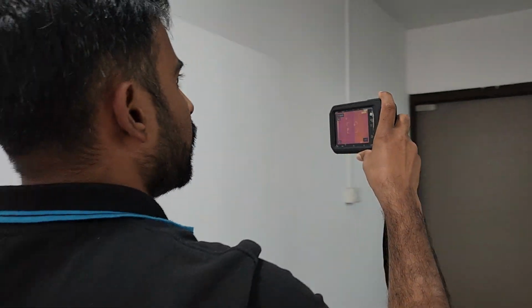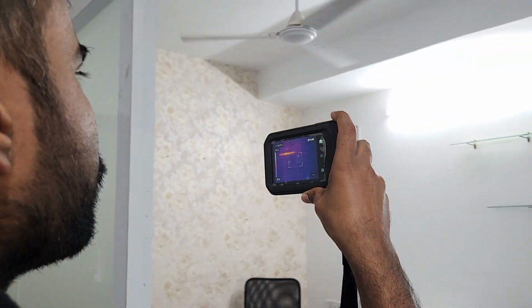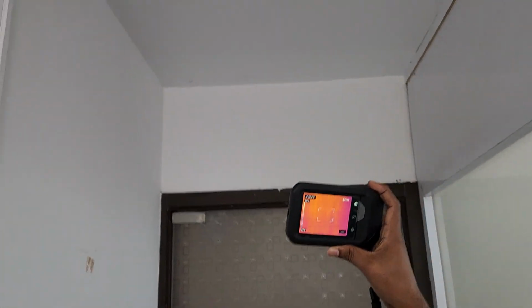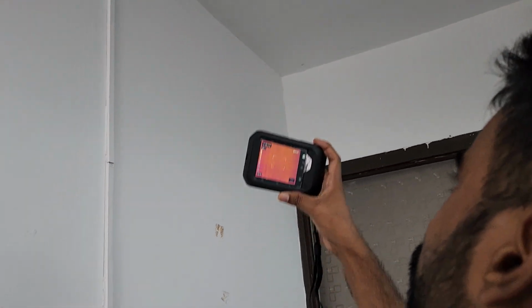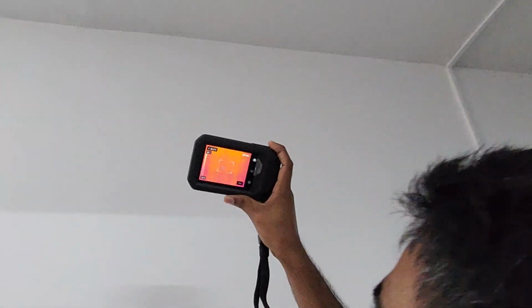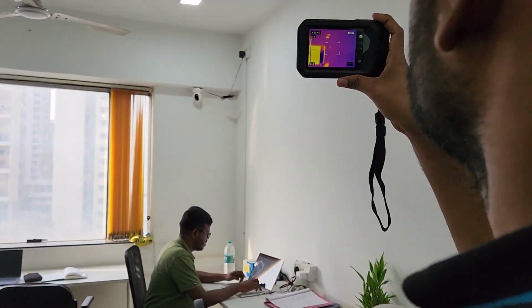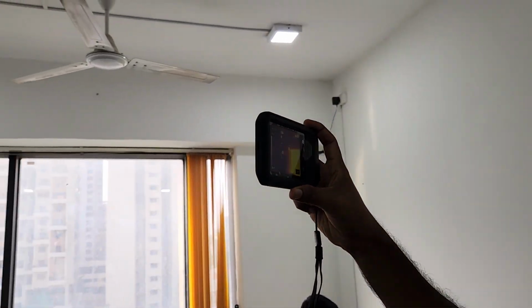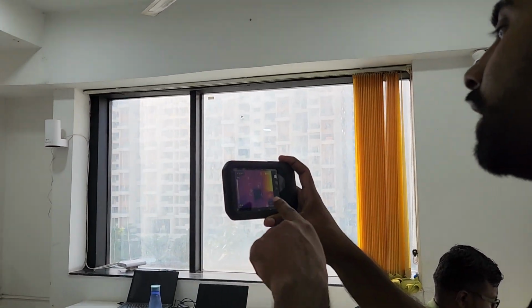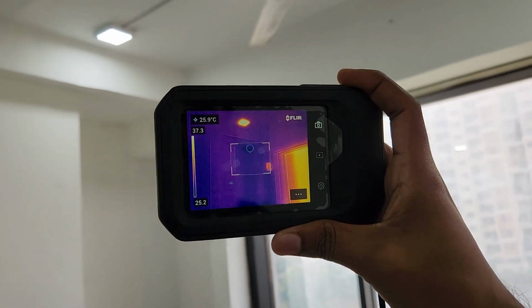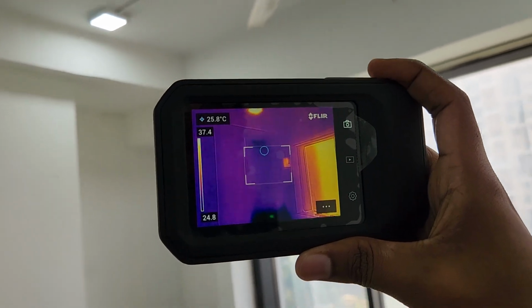The entire building we have to scan, every spot we have to scan. There is no leakage. No leakage, nothing. Across the entire room, we can see there are only two spots. One is this lower spot and another is the higher spot where we are getting the leakages.